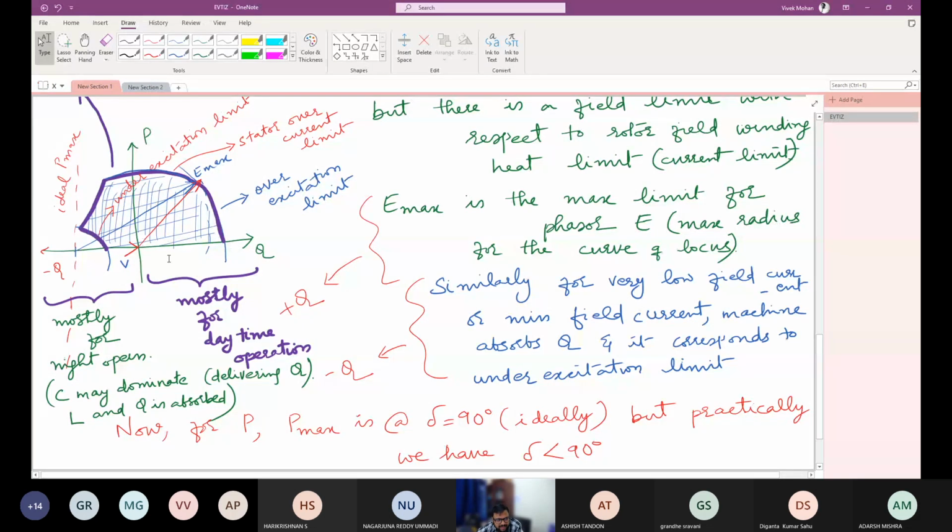positive Q axis side. And for the minimum field current, or the under excitation limit, it is in the negative Q region. So let this be the under excitation limit. So this is the over excitation limit and this is the under excitation limit. So these are two sections of the capability curve. Now we have to find the remaining parts of the capability curve based on active power limits. So this is completely related to reactive power limits, the over excitation limit and under excitation limit.